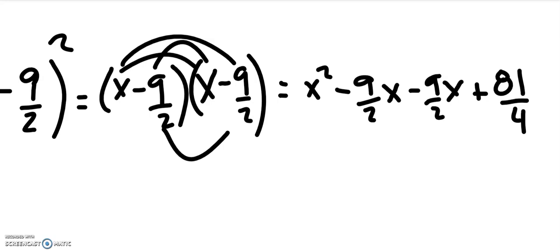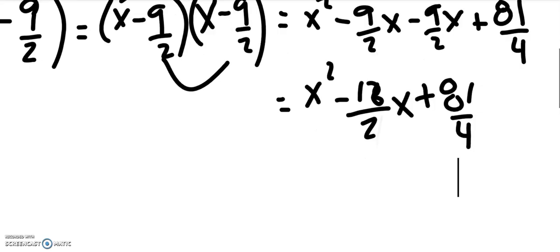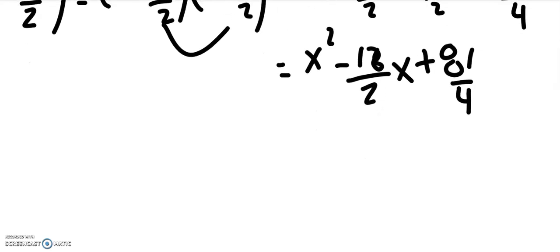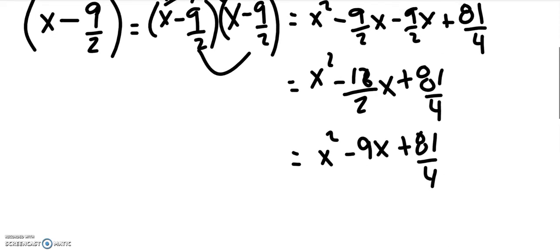Let's see what we get here. So x squared minus 9 over 2 minus 9 over 2, well, I keep the same denominator. That gives me negative 18 over 2 x plus 81 over 4. And hopefully you already saw the final answer. That will be x squared minus 9x plus 81 over 4. So notice that we got the exact same thing that we had at the beginning.